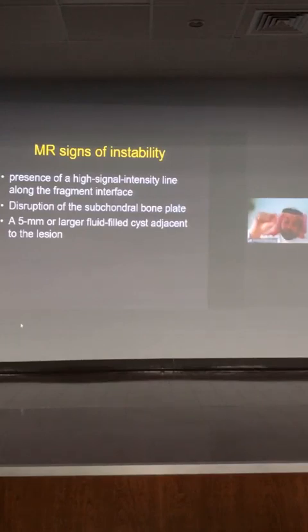If you see a high signal on the fluid-sensitive sequences along the fragment interface, so between the bone fragment and the parent bone, there is what we call a fluid signal intensity. If there is disruption of the subchondral bone plate, that's another one. And if there is a 5 millimeter or larger fluid-filled cyst adjacent to the region. Funny enough, these signs of instability are the same signs we use for OCD instability in the ankle, for the talar dome OCDs. So the same thing applies here, and you can remember it both for the knee and the ankle.